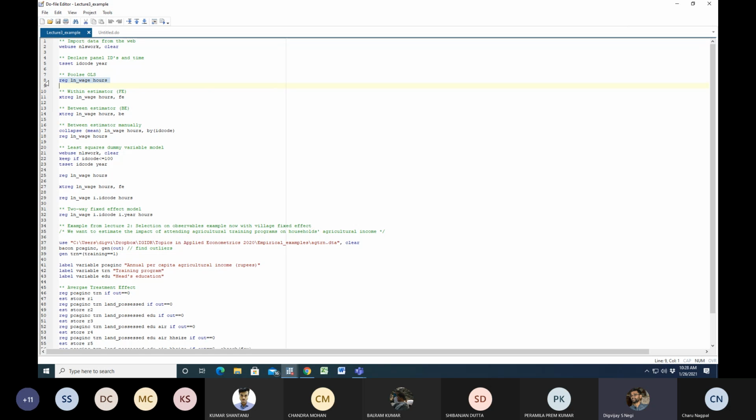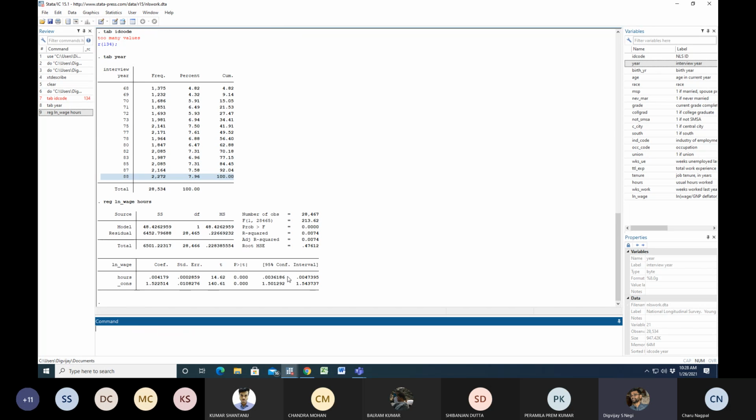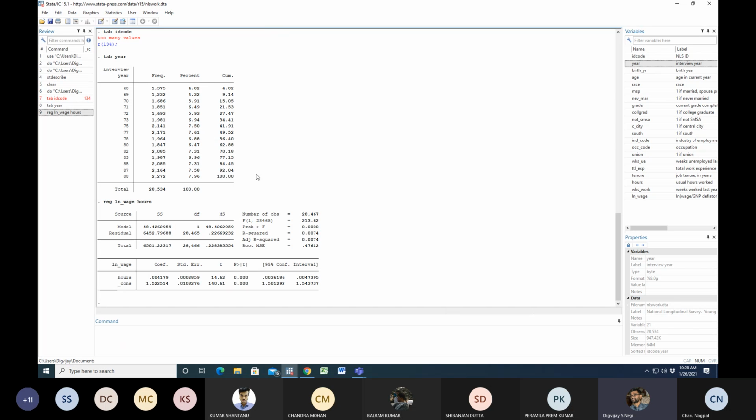REG is the Stata command for running a simple OLS regression. So you type REG, the base is OLS, then your dependent variable, whatever that may be, and then the independent variable or the treatment, right? And if you run this code, it will give you the regression output.